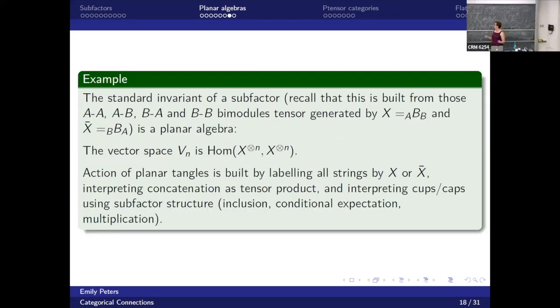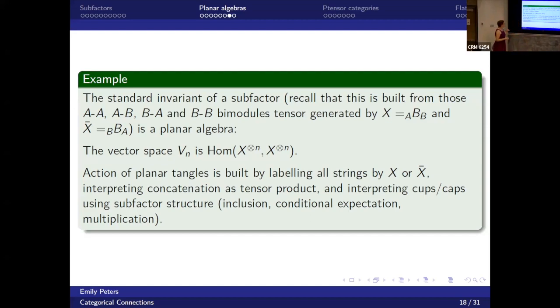Okay, now the next example of a planar algebra is the standard invariant of a subfactor. Remember, this is the thing we get by starting with B as an A-B bimodule and looking at all the bimodules it generates, either tensoring over A or tensoring over B. So in this case, our input vector spaces to the planar algebra are the invariant spaces of X tensored with itself n times. By this, I always mean X tensored with its dual, tensor X tensored with its dual. There should really be only one way to do this.